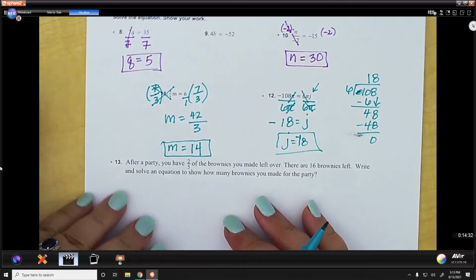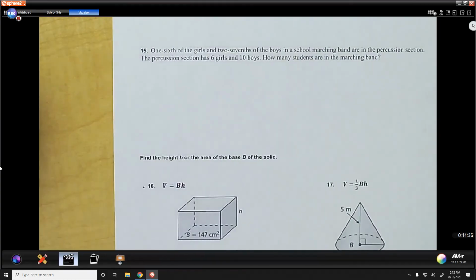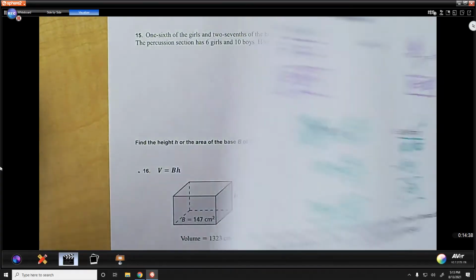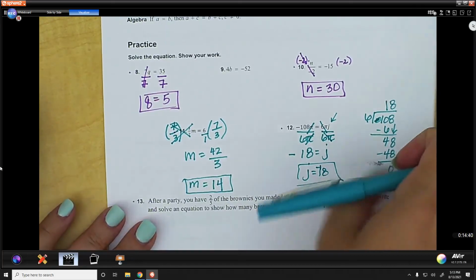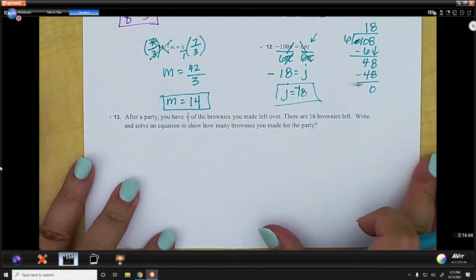Let's finish off with number 13, and then what we'll do is when you come back to class, we'll do a couple of these in class together as kind of our little reteach warm-up in class tomorrow, okay? So let's try number 13. We'll finish off with this one.